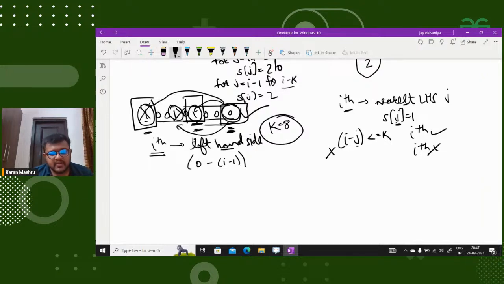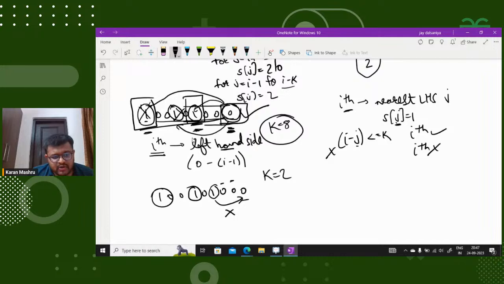So suppose let's say for this question, 1 0 0 1 0 1 0 0 0, suppose my k is 2. So for this person, either this can infect or this can infect. The nearest person on the left hand side is this one. Now this cannot infect this person, so definitely these two also cannot infect because they are even farther. Okay, so what I'm trying to say is we just need to keep a mark of the nearest left hand side element for every index who is infected and then calculate the distance.